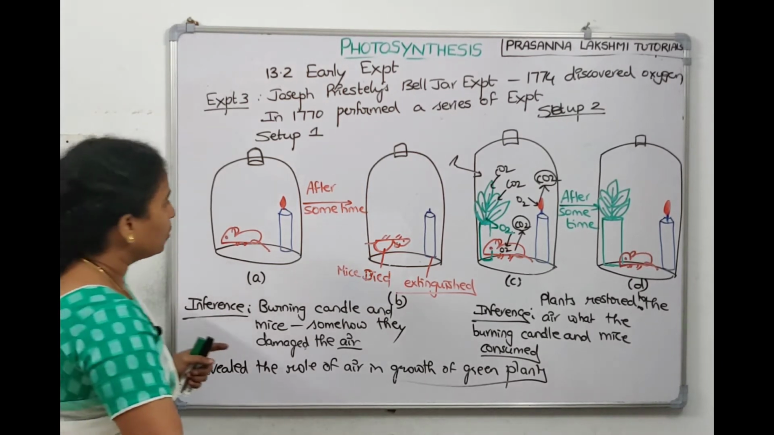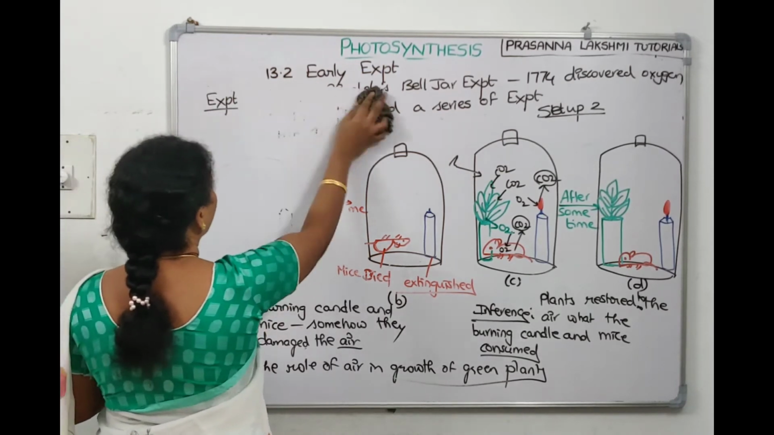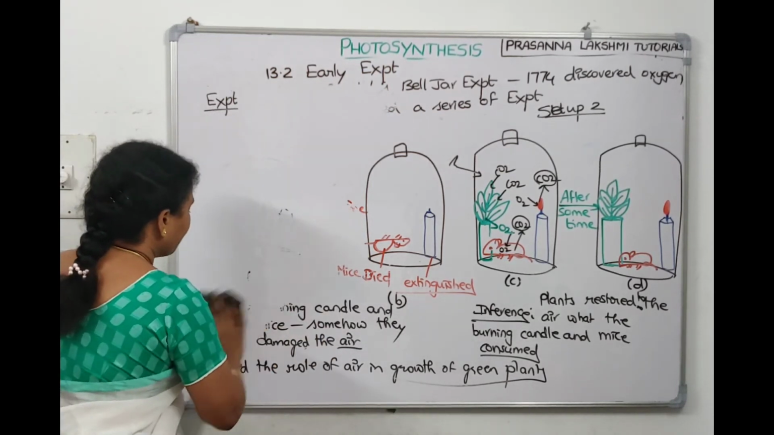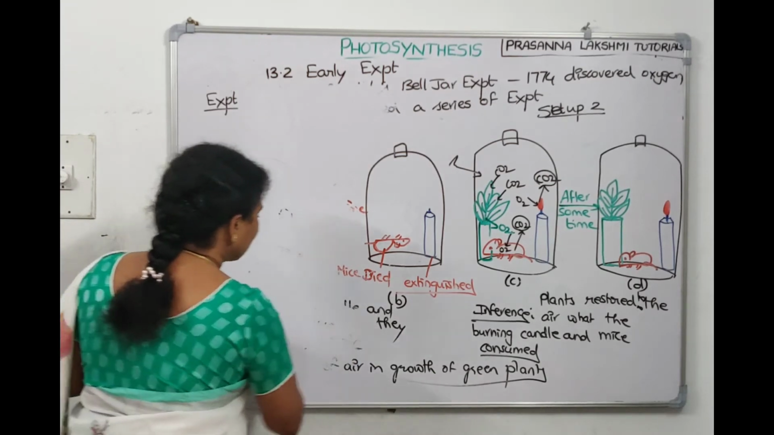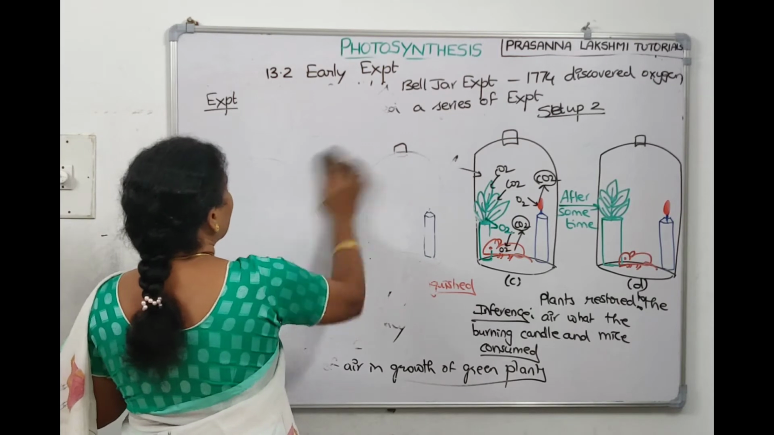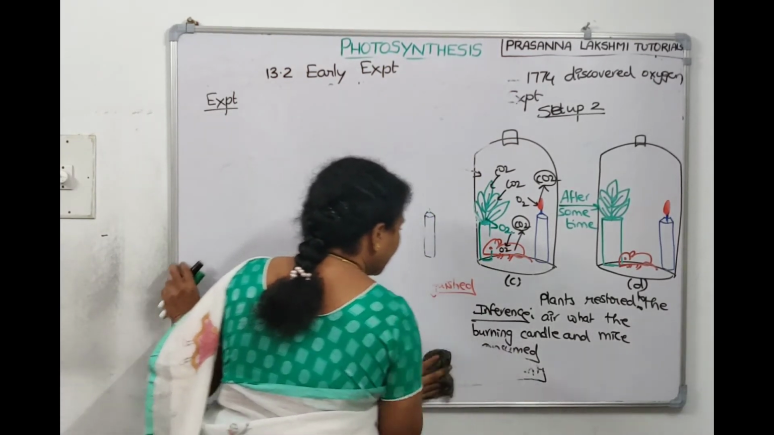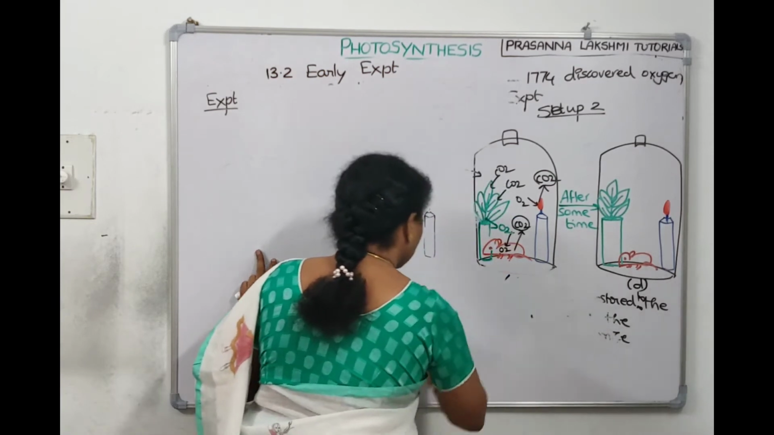Right. So we have seen 3 experiments. Now it should be experiment number 4, which was conducted by another scientist. His name is Jan Ingenhousz in 1779. Priestley conducted experiments in 1770, right? And in 1774 he discovered oxygen.